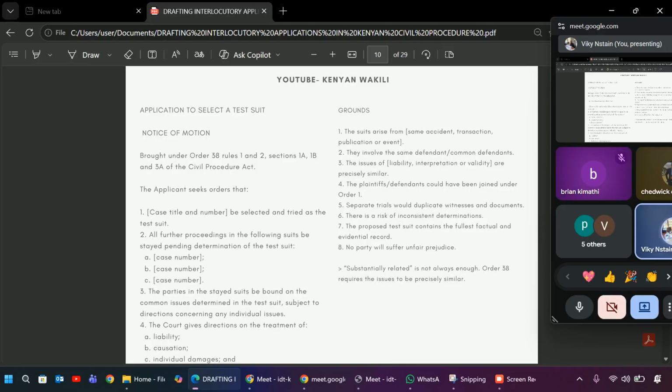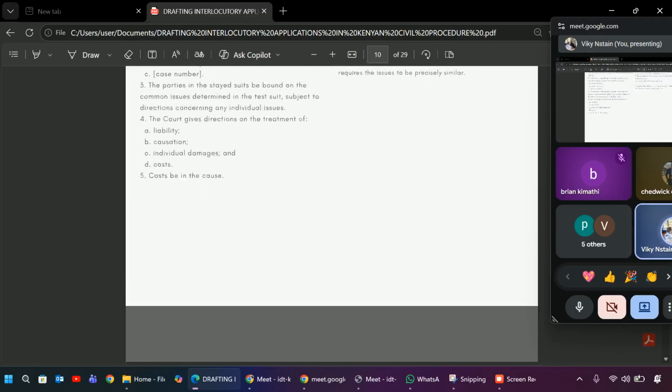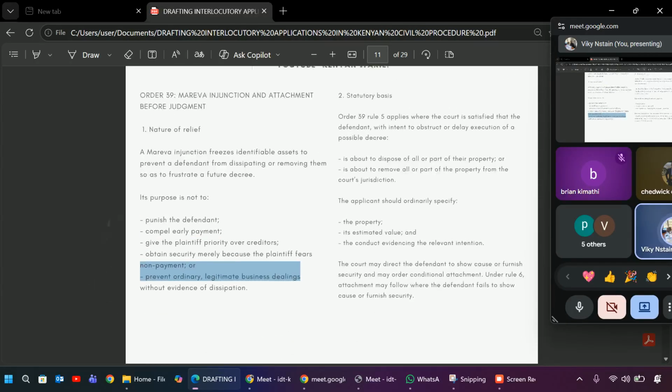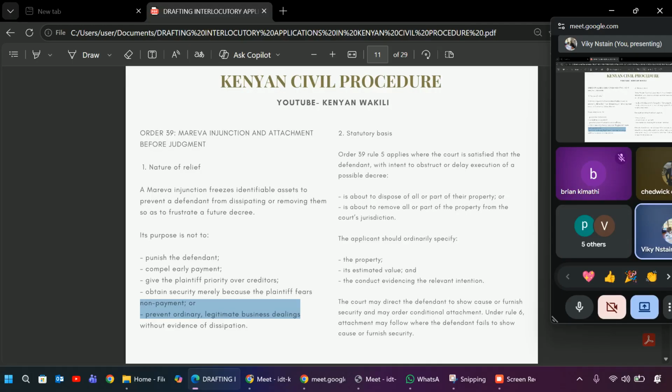So take note of an NB there, that substantially related matters is not always enough, because Order 38 requires the issues to be precisely similar. So don't fall in the trap of saying that these matters appear to be substantially related. That is different from the issues being precisely similar, because at the end of the day, no court will want to issue conflicting judgments against one another.